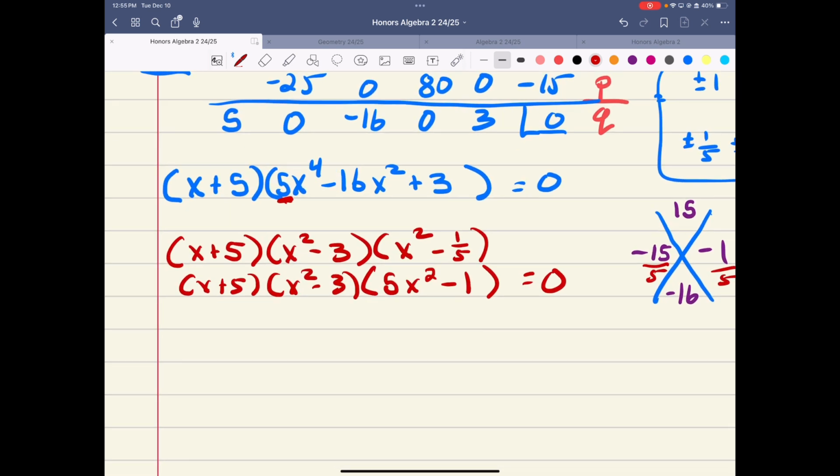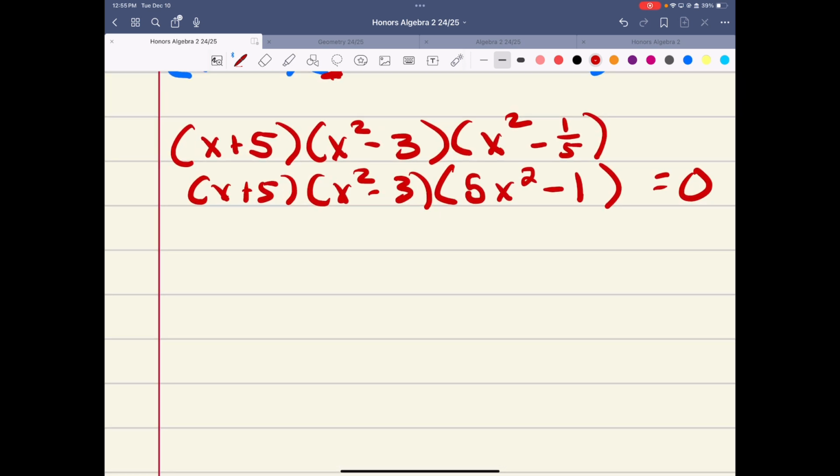We look at the two that are sitting there. They can't be factored. They're not differences of squares. So we're done. Now we find the zeros. This one's pretty straightforward. It's just negative 5. This is x squared minus 3 equals 0, so that's plus or minus the square root of 3. That one's pretty easy. This one, not so easy.